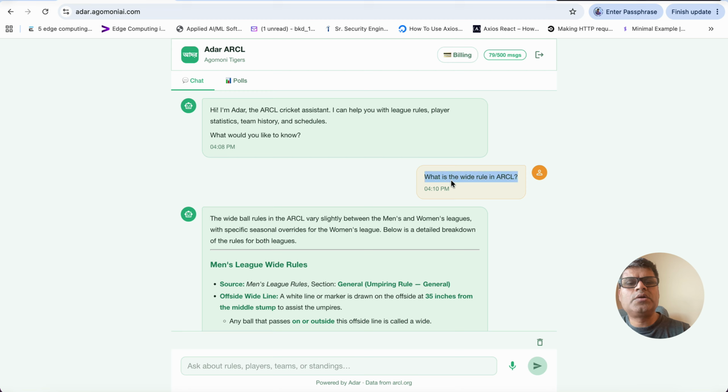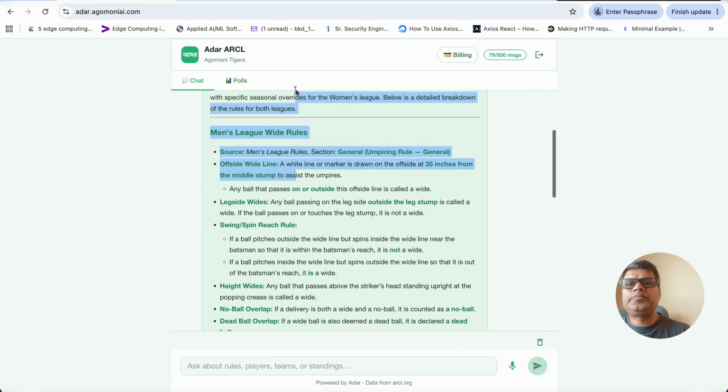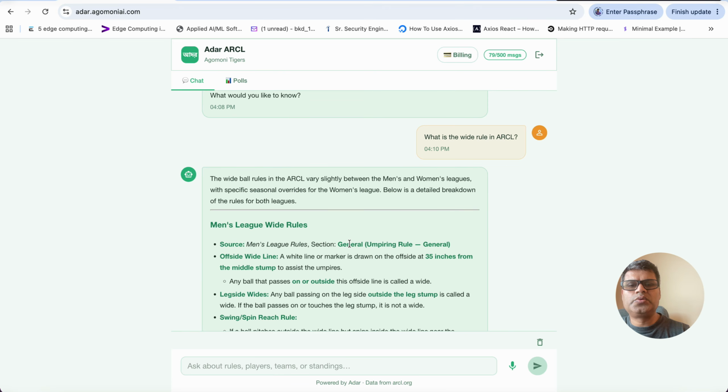Now, what I am asking, what is the wide rule in ARCL, it rightly answers. It gets the white ball rules for the ARCL, which vary slightly between men's and women's leagues, with specific seasonal overrides for the women's leagues. Below is a detailed breakdown, right? Men's league rules, it says, the leg side wide, the offside wide. The source is from the men's league rules, general umpiring rules, general offside lines. A white line marker is drawn on the offside 35 inches from the middle stump to assist the umpires. Any ball that passes on or outside this offside line is called a wide.